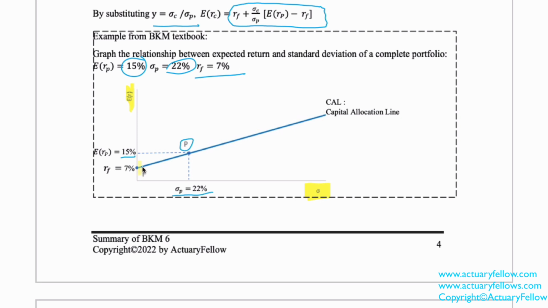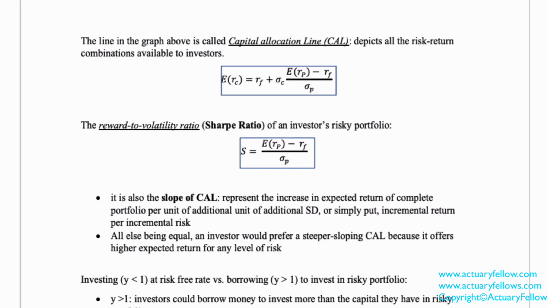When we connect the 2 points with a straight line and extend it out, we have the capital allocation line, also known as the CAL. CAL describes the risk-return combination available to investors that can be constructed from the risk-free asset and risky portfolio. CAL equation is the second expected return equation we looked at earlier when we substitute Y with sigma C over sigma P in the original expected return equation.